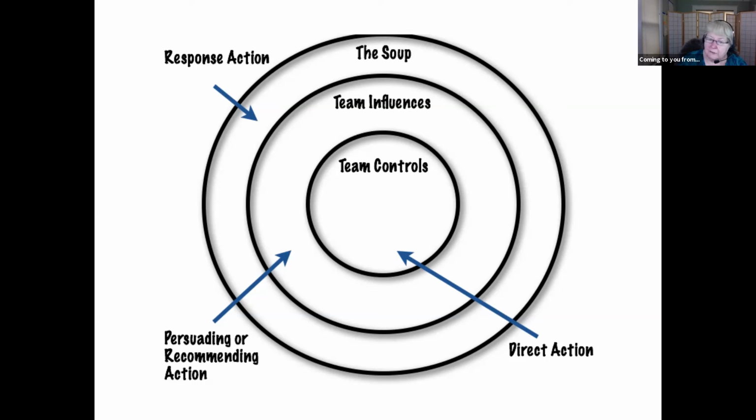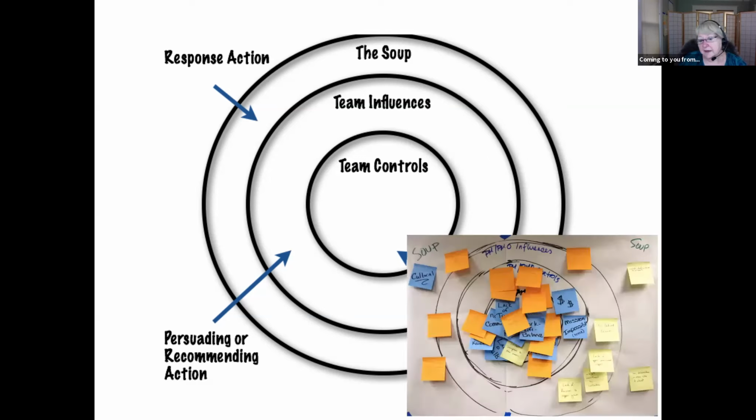So once we understand the issues, we can move on to think about what kinds of actions we could take there. And then finally, in the soup, where we don't have any control or influence, we can change our own response as a team. And so we can look at how we might shift the way we respond when this happens, and whether that will help us improve. So that's one way of generating some insights.